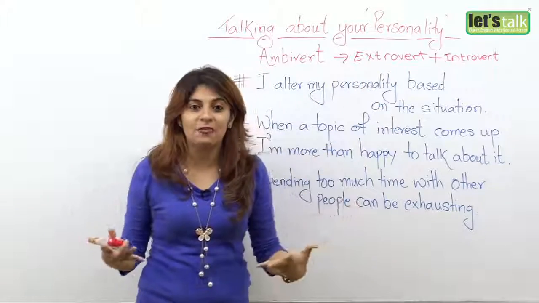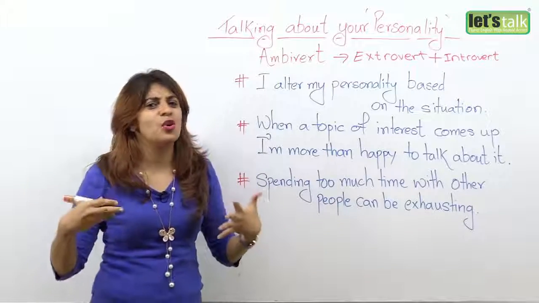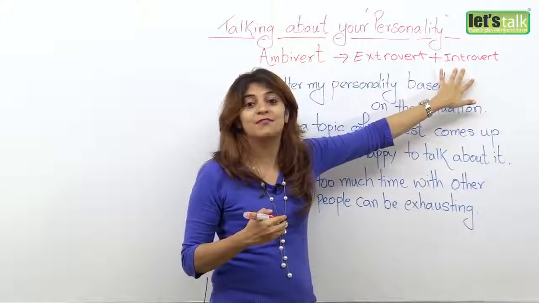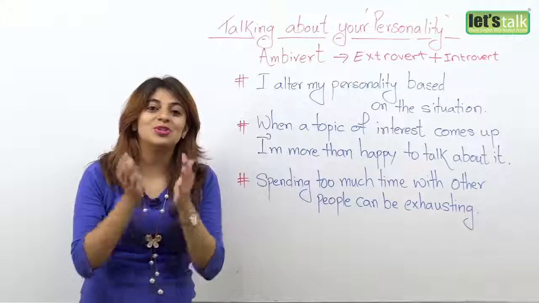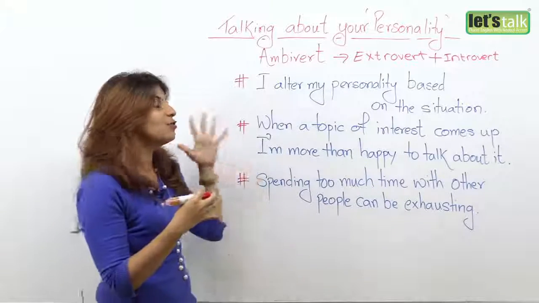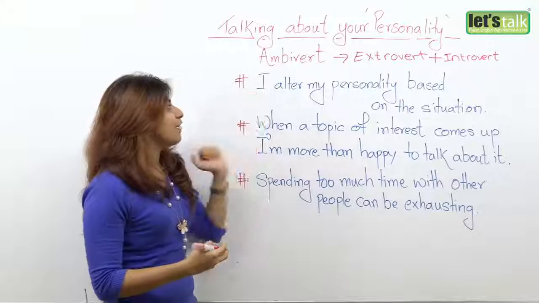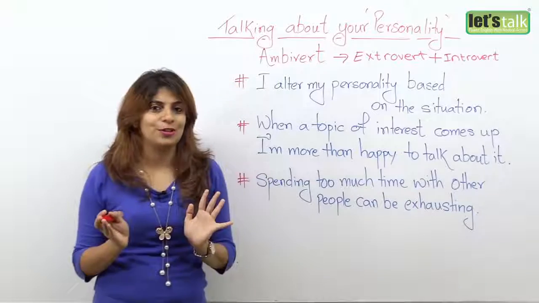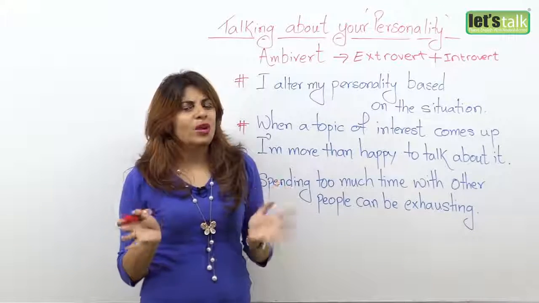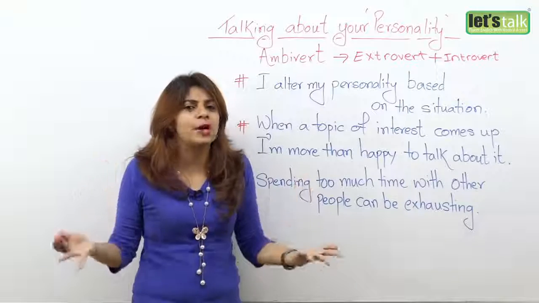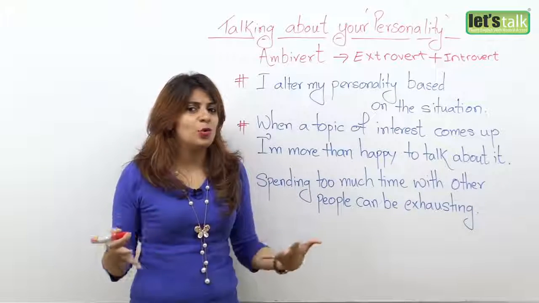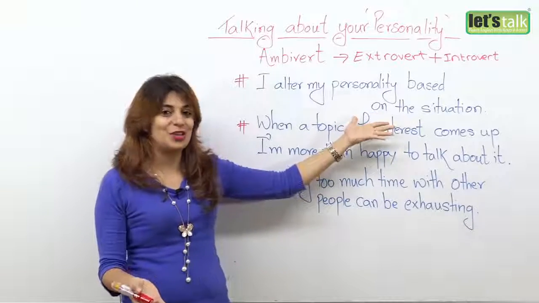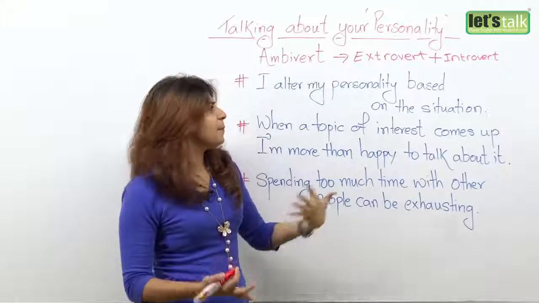Maybe you love being with friends, but then there are times that you just want to spend time with yourself. So which means that you also have the qualities of being an introvert. So how would you describe yourself when you fall into this category? The first phrase that I have is, I alter my personality based on the situation. So if someone asks you, what type of personality are you? Or what kind of person are you? And when you go out, how do you behave? So this is one of the phrases that you can use by saying that I alter my personality based on the situation.